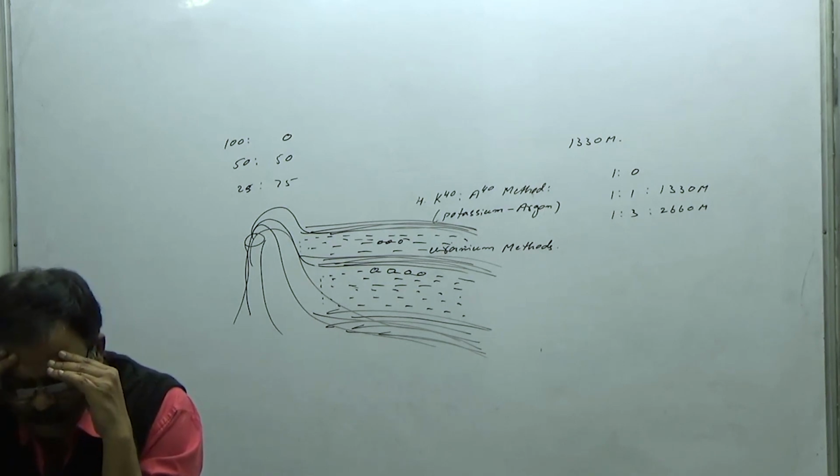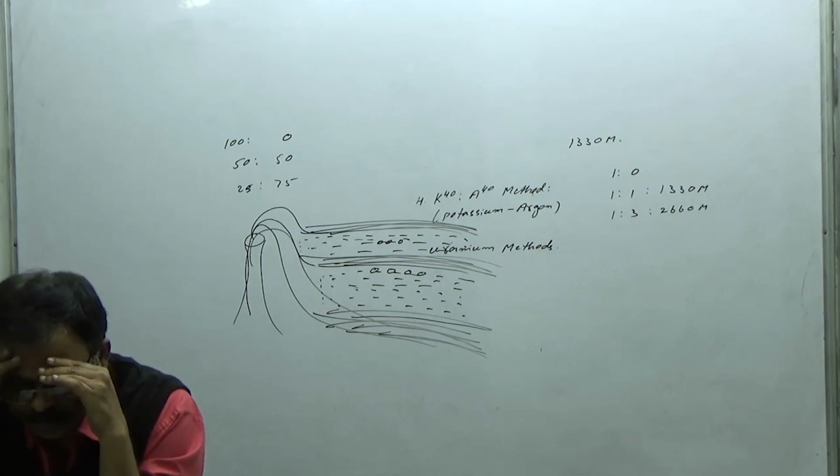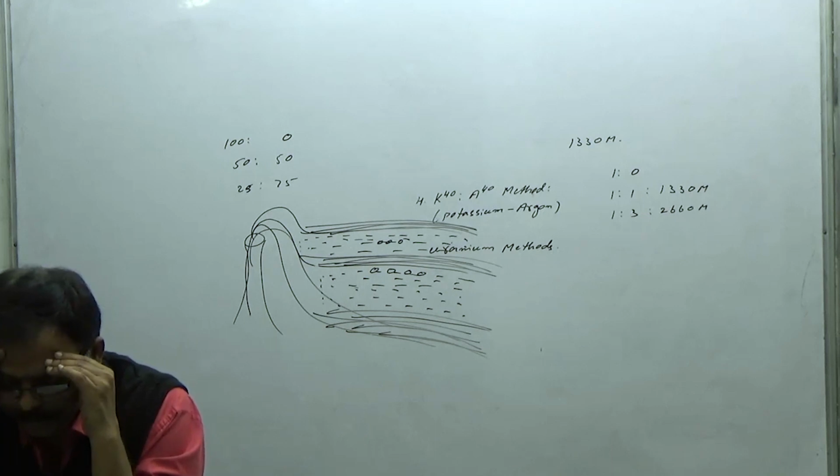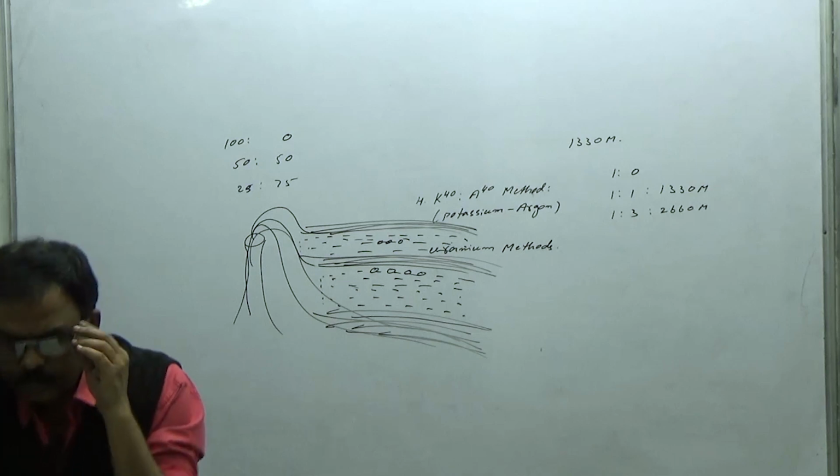By using this method only, paleontologists analyzed the age of human fossils in Eastern Africa. That's it.